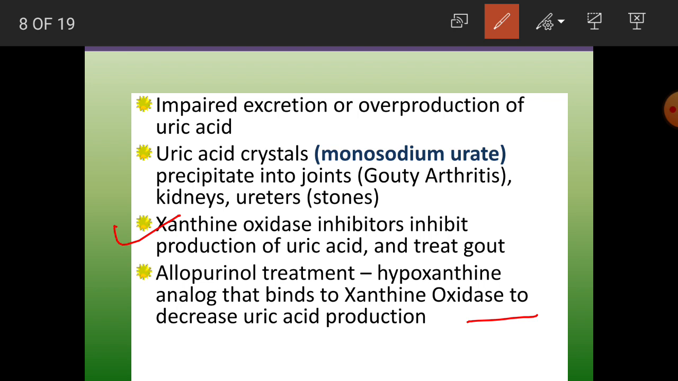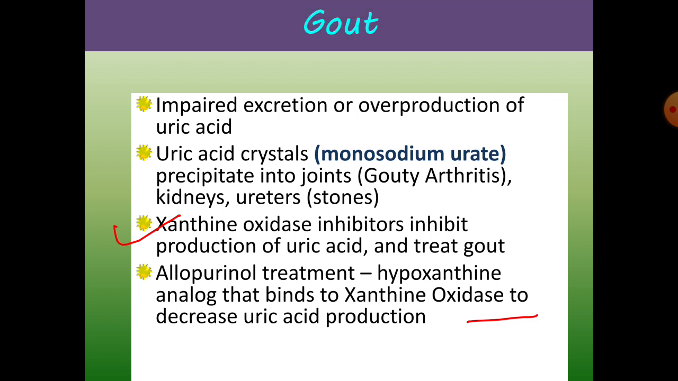So if you remember about enzyme inhibition, allopurinol comes under two categories of enzyme inhibition. One is competitive inhibition, the second one is suicide inhibition. I hope you remember all the types of inhibition.